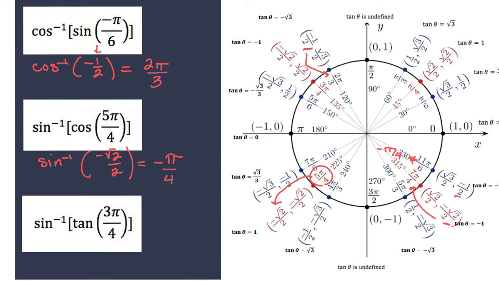Our last example on this page is inverse sine of tangent of 3 pi over 4. We want to start by finding tangent of 3 pi over 4. Again, tangent is y divided by x, which gets us to negative 1. Now we need to find inverse sine of negative 1. Again, sine is a y value, so we're going to find a y value of negative 1. And our answer is negative pi over 2.